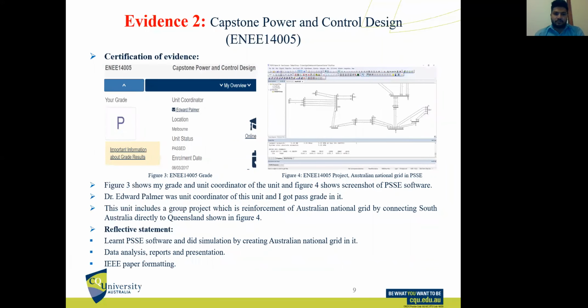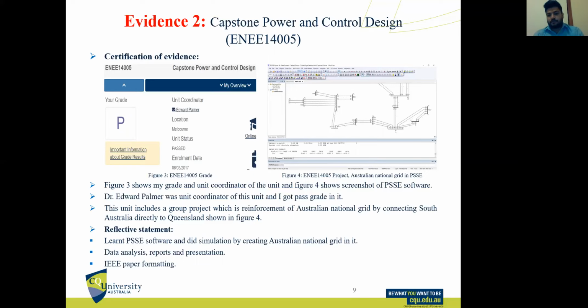Moving to the next slide, which is evidence number two, which is Capstone power and control design. In this unit, I got a pass grade, and Dr. Ed Palmer was my unit coordinator. This unit includes a group project, which is the reinforcement of the Australian national grid by connecting South Australia directly to Queensland.